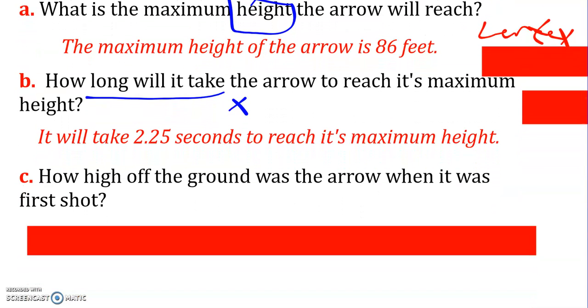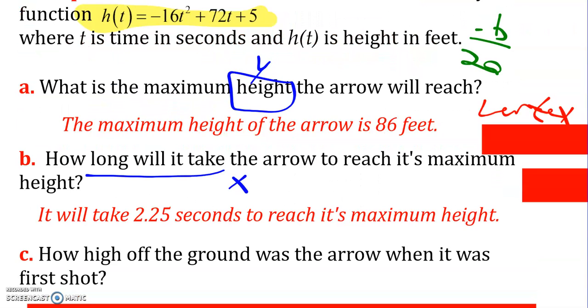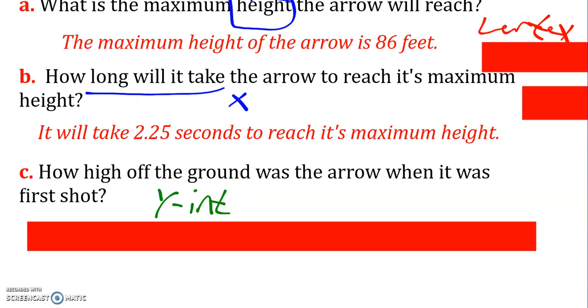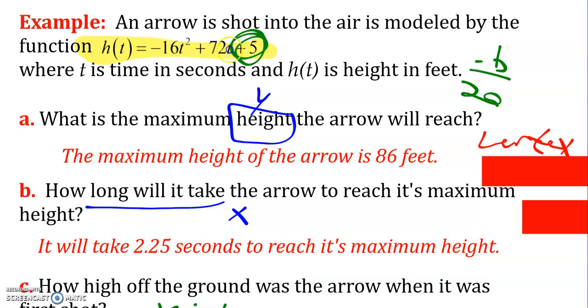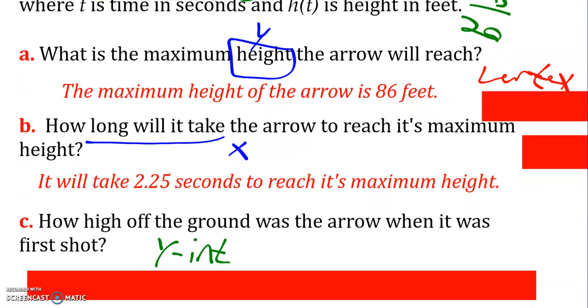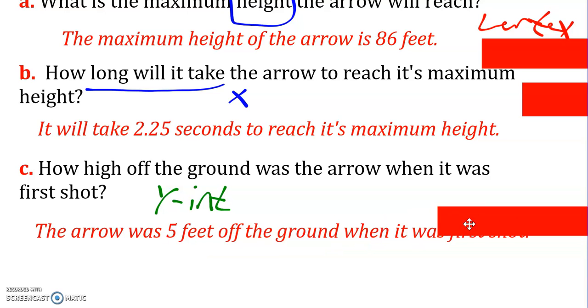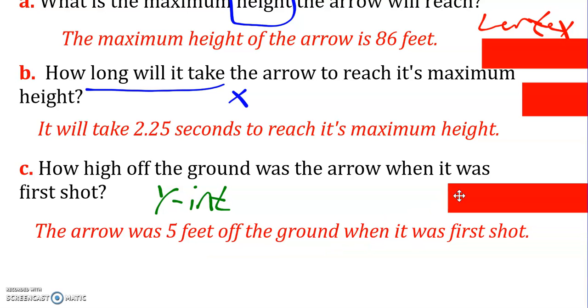And part C is saying how high off the ground was the arrow when it was first shot? Well, that's just asking us for the starting height, which is also the y-intercept. The y-intercept is just our C value. So in this case, it was 5. And double check our units. We're going to be at 5 feet.